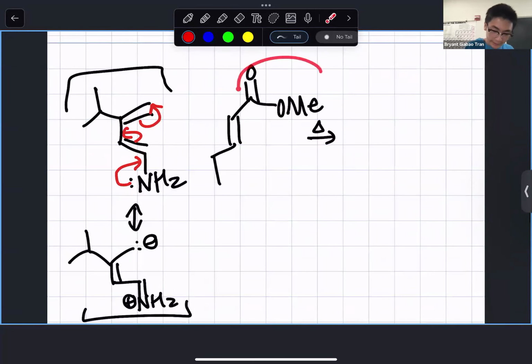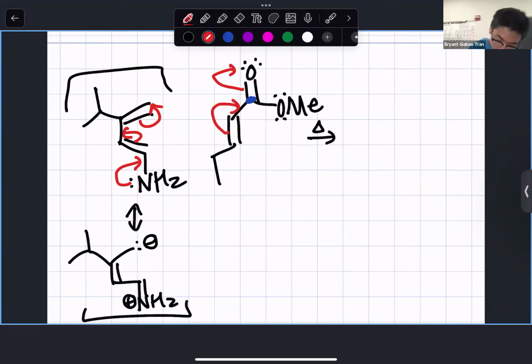We see an EWG here. Even though there are oxygens with lone pairs of electrons, those are not the atoms directly attached to the dienophile. This carbon here is directly attached to the dienophile, which is partial positive. So it's going to withdraw electrons from that dienophile and give us this resonance structure here.